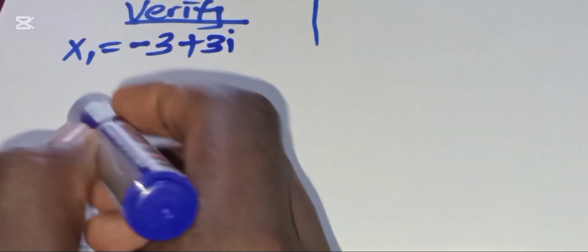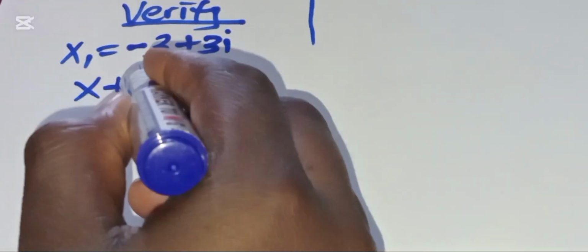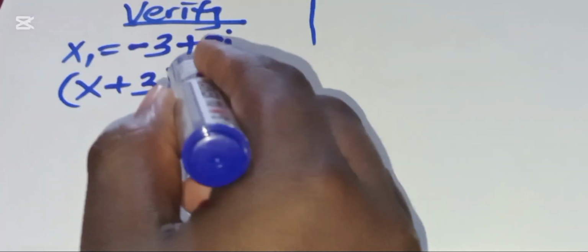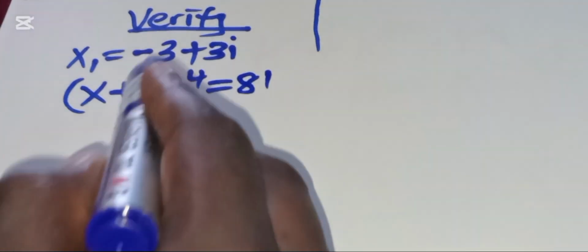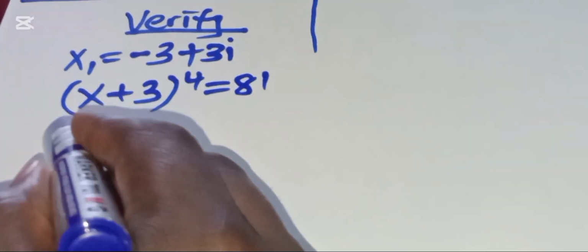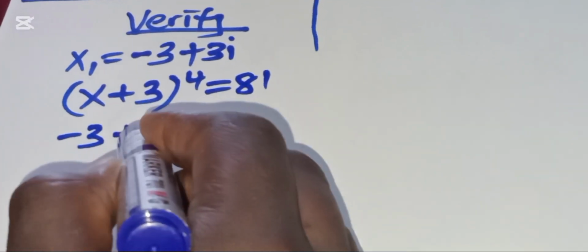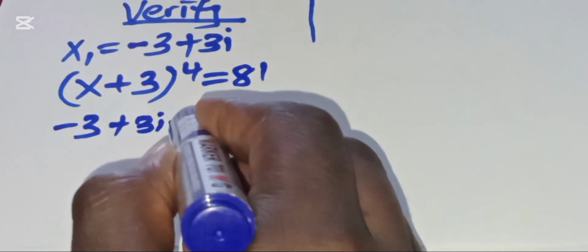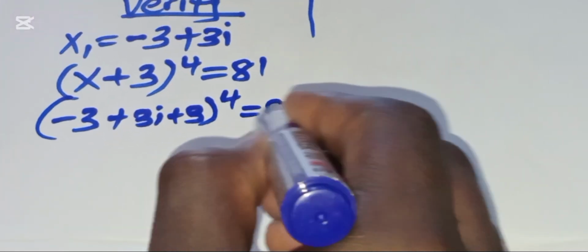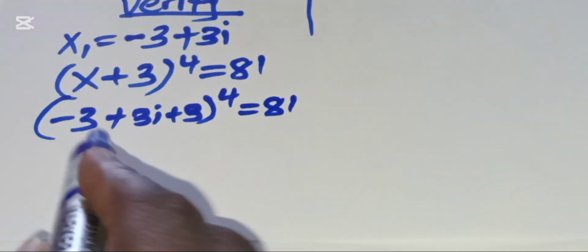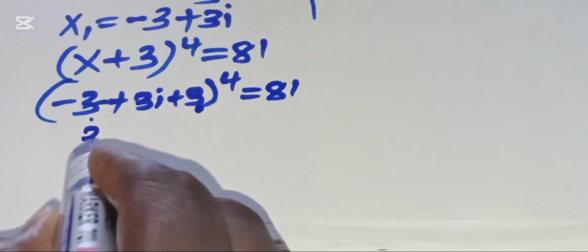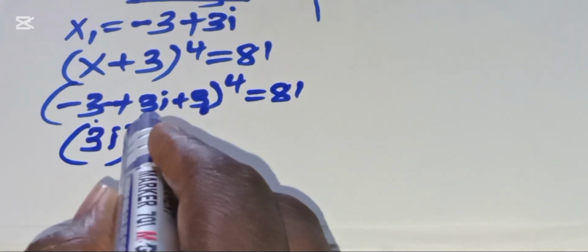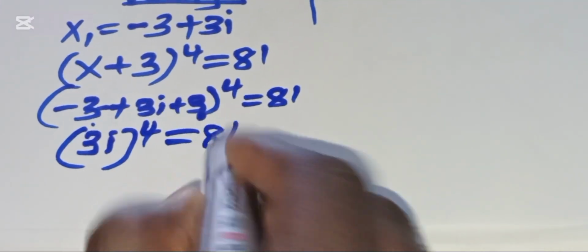So if you recall, we had x plus 3 raised to power 4. This is supposed to give us a value of 81. So let's substitute this value of x1. So we'll have negative 3 plus 3i plus 3, raised to power 4, which is supposed to give us a value of 81. Okay, so this is negative 3 plus 3. This simplifies, so you have 3i raised to power 4. This is supposed to give us 81.